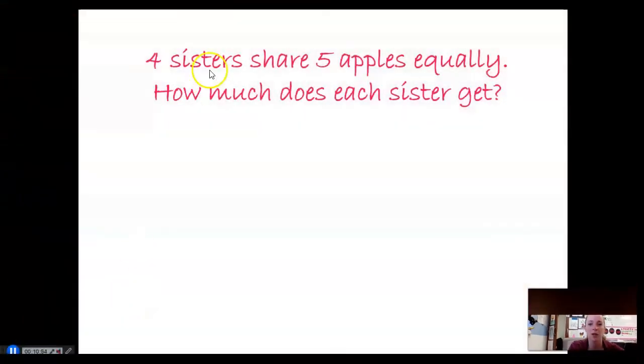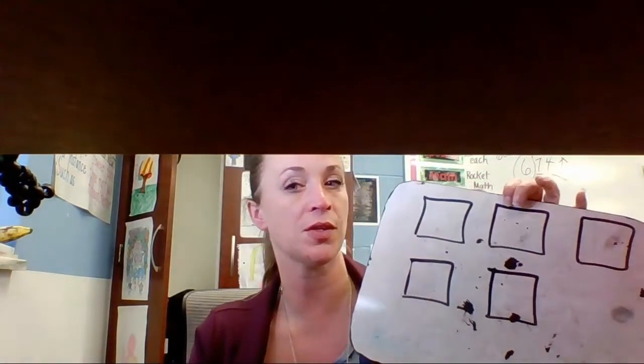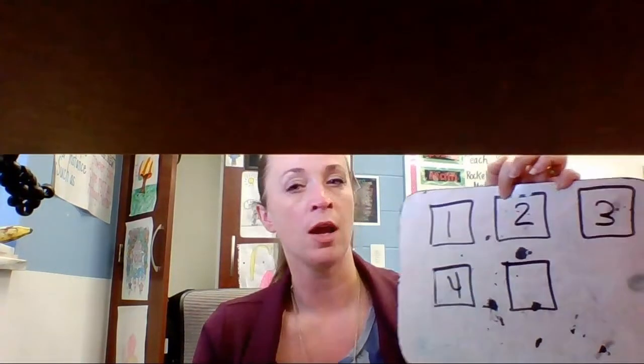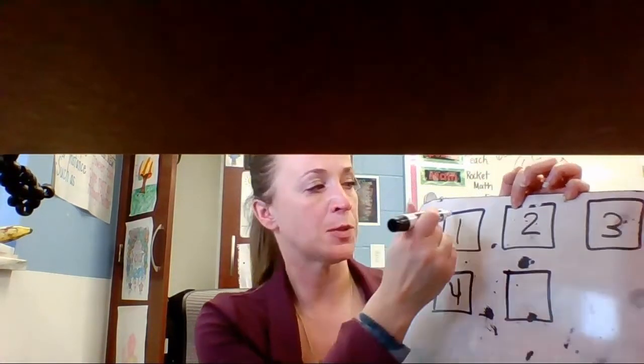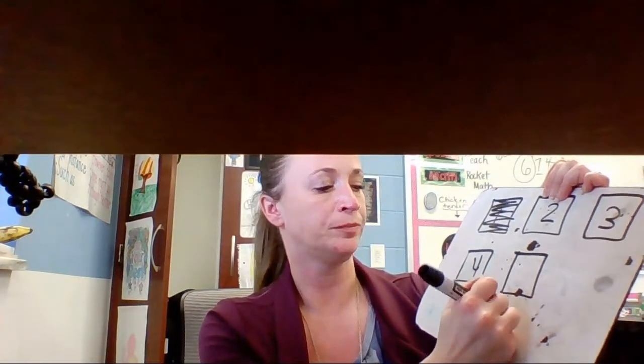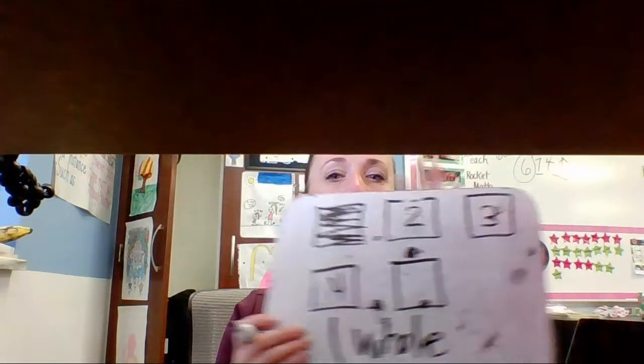All right, now let's look up at our problem here. It says we have 4 sisters. We have to let them share these apples equally. So first you ask yourself, can they get a whole? I have 4 sisters. So let's see. 1, 2, 3, 4. Can they each get a whole apple? Absolutely. They each got a whole apple. So right now we're at 1 whole. But I have 1 apple left.